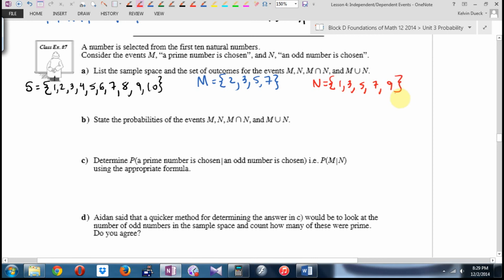By the way, are these two sets M and N mutually exclusive, or is there some overlap? I see some overlap. They are not mutually exclusive. Then the third set is M and N. Oh, what is the overlap? Let's write that down. Set M and N: 3 and 5 and 7.